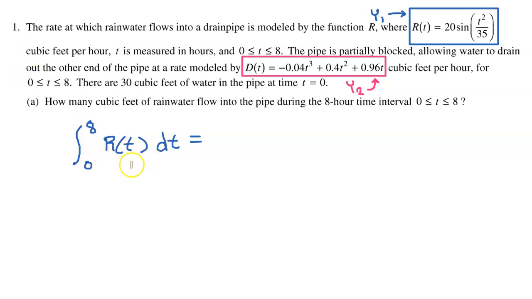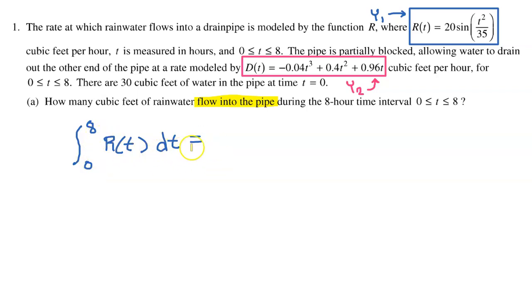At the beginning, I told you the main thing you needed to know is that the definite integral from A to B of a rate will give you the change in the amount of something from time A to time B. In this case, we need to know the amount of water flowing into the pipe during this interval. So if we integrate the rate in from 0 to 8, that will give us the number of cubic feet of water that flow into the pipe from time t equals 0 to t equals 8 hours.